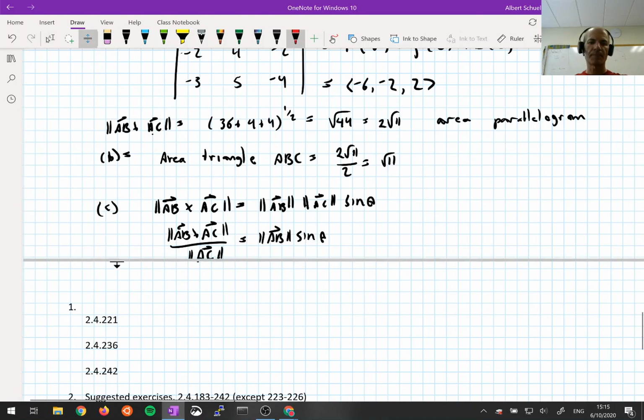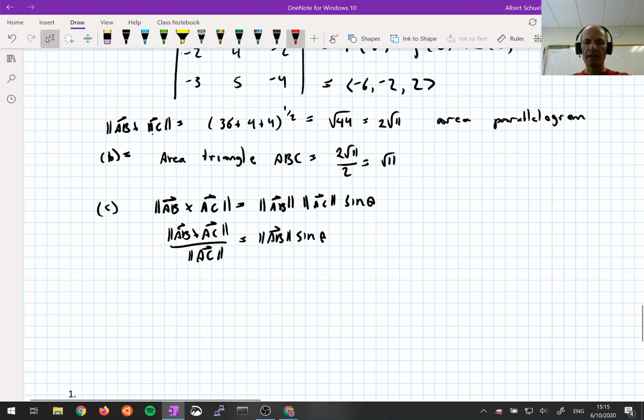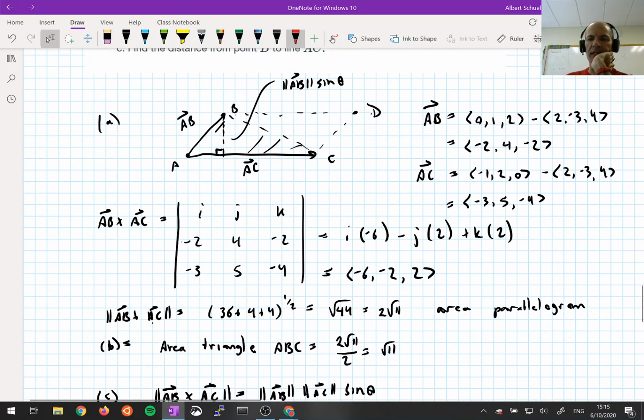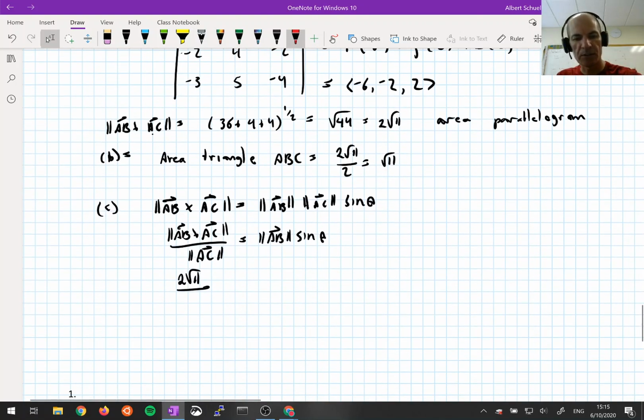Like that. And we have most of what we need. We know that the magnitude of AB cross AC right up here is 2 root 11. What's the magnitude of AC? Well, let's go back up and remind ourselves what AC was. It was this thing. So that's 3 squared plus 5 squared plus 4 squared. That's going to work out to what? 9 plus 25 is 34, plus 16 is 50. That's going to work out to be 50, and then square root. And 50 can be written as 5 root 2. So we have 2 root 11 over 5 root 2.